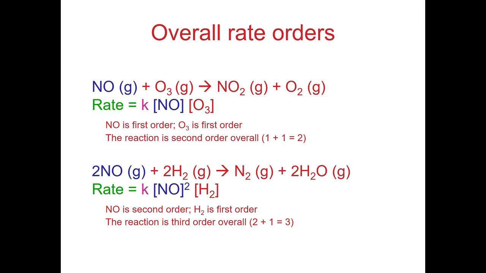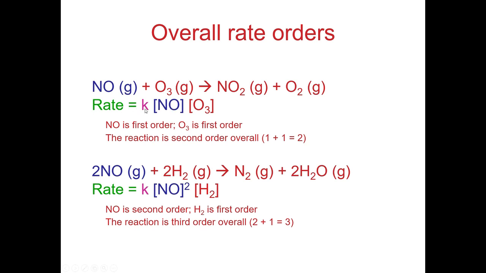Reactant orders are very useful because they tell us how the concentration changes will affect the rate for each individual reactant. So if we look at the first example here, NO plus O3 produces NO2 and O2. We want reactant orders for each reactant. We don't have reactant orders for products because products do not determine the rate of a reaction. Only the reactants do. So our rate law only contains our reactant information.